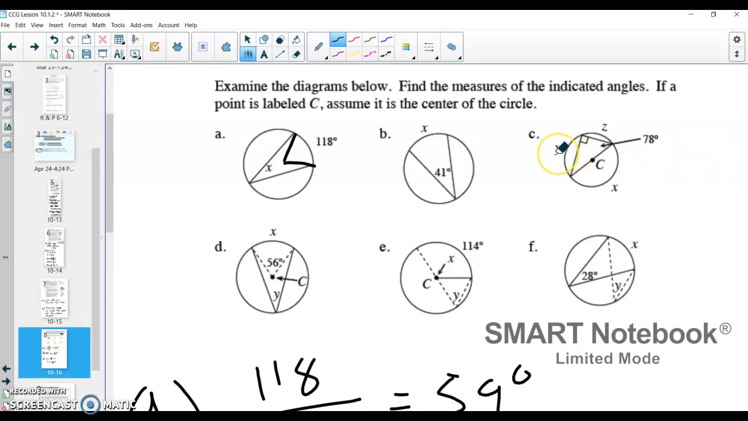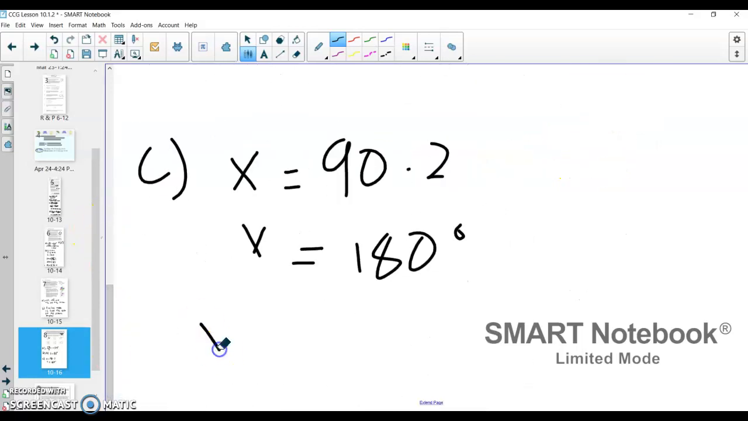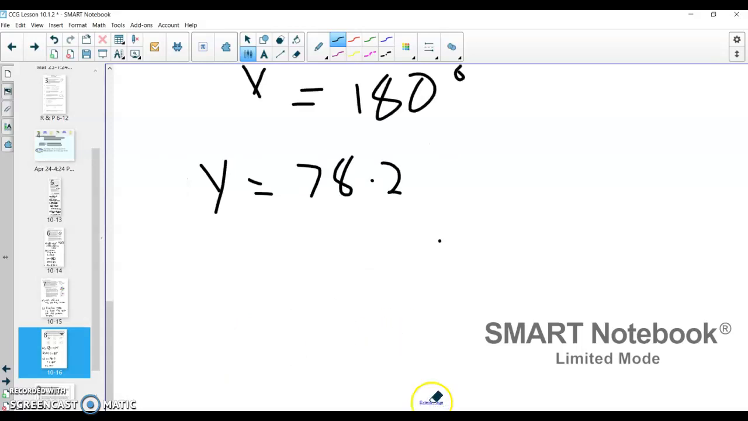All right, to find y, I have an inscribed angle of 78, but the central angle would be 2 times bigger, and that central angle is what makes up y. So y is going to be 78 times 2. I actually have to use my calculator again: 78 times 2 is 156 degrees.